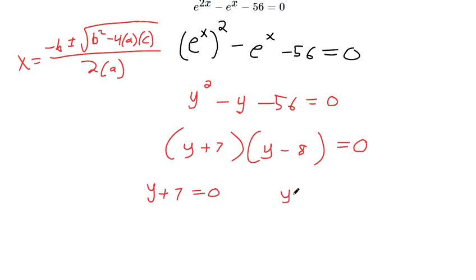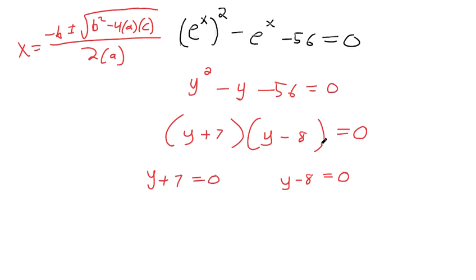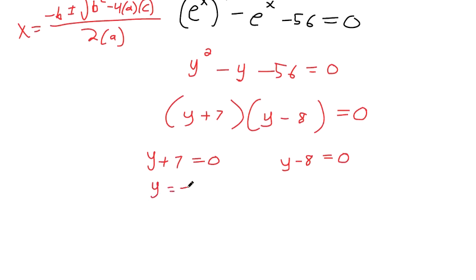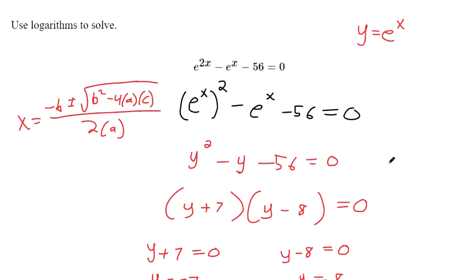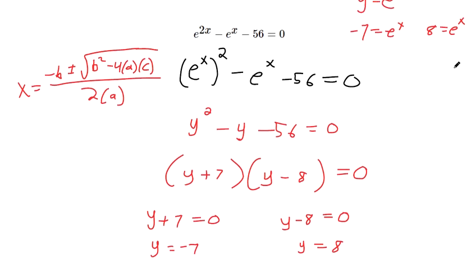When you solve by factoring, you've got to make sure it's first set equal to 0. Ours was already set equal to 0. But set each factored piece equal to 0 and solve. You get y equals negative 7 and y equals 8 for our two solutions. Now that's what y is. We've got to go back up here and plug that in for e to the x. Plug that in for y to solve for e to the x.